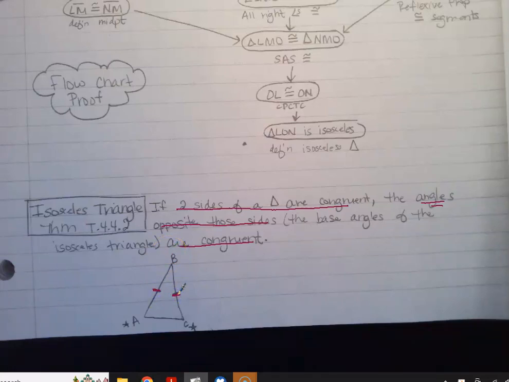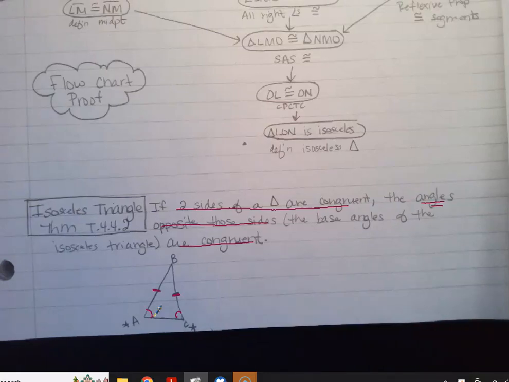So what angle is opposite of AB? C. Angle C. So you need to mark that on yours. What angle is opposite of CB? A. Because we know if two sides are congruent, then two angles have to be congruent. And the angle side relationship is always the opposites.